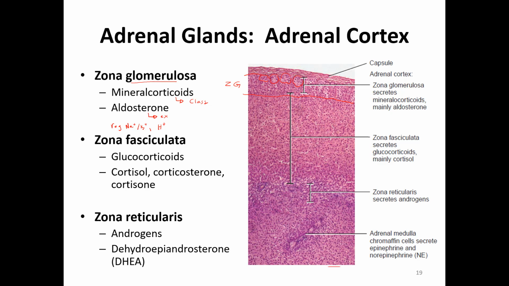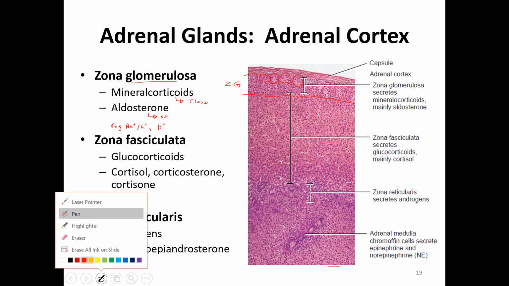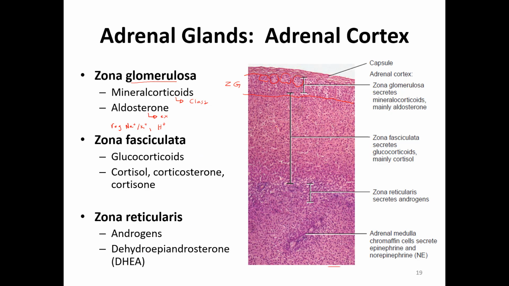The second region makes up the bulk of the adrenal cortex, right? So let me change my ink color. We'll do it in purple. And we can see from the bottom here of our zona glomerulosa until this region right here. So a pretty big part of the adrenal cortex is going to be the zona fasciculata.